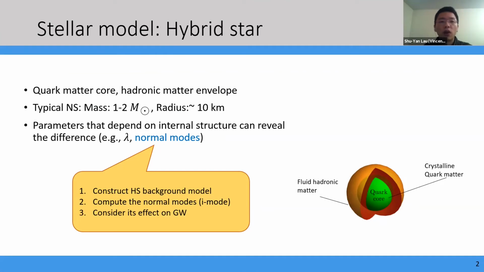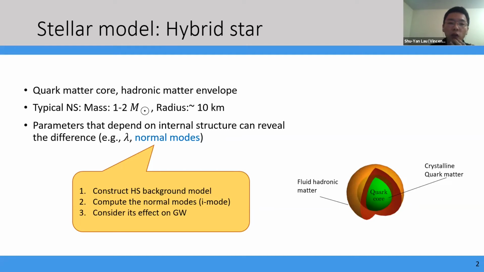I'd like to first briefly introduce our stellar model. We're considering a hybrid star system. Basically, a hybrid star shares the same global parameters as a typical neutron star. It has a mass of 1 to 2 solar masses and a radius of 10 kilometers. The difference is that it has a quark matter core.